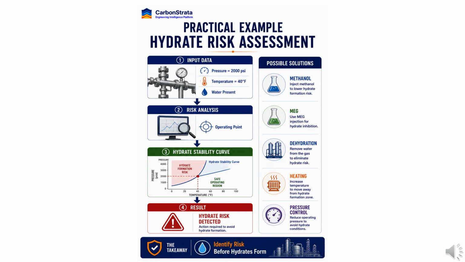Let us apply the concepts covered in this chapter to a practical engineering example. Suppose a gas pipeline is operating at high pressure and low temperature while free water is present in the system. By plotting the operating conditions on a hydrate stability chart, we determine whether the system is vulnerable to hydrate formation. If the operating point lies within the hydrate stability region, mitigation measures must be implemented. Possible solutions include methanol injection, MEG injection, dehydration, heating, or operational adjustments. The key lesson is that hydrate management begins with risk assessment and proactive decision-making rather than reactive intervention.